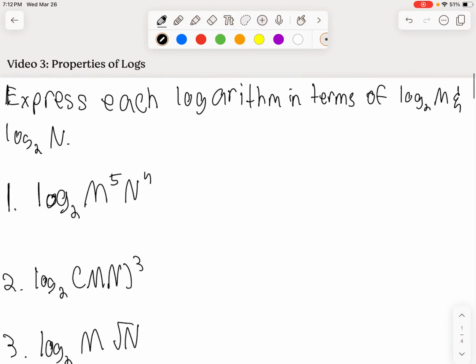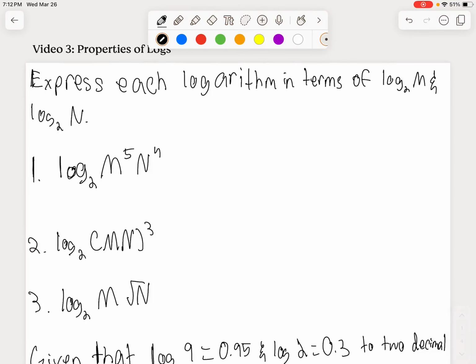So, this was sent to me by an Algebra 2 student, I believe. Basically, we're just going to be dealing with a bunch of logarithms. First, I'm going to do this one. Express each logarithm in terms of log base 2 of m and log base 2 of n.